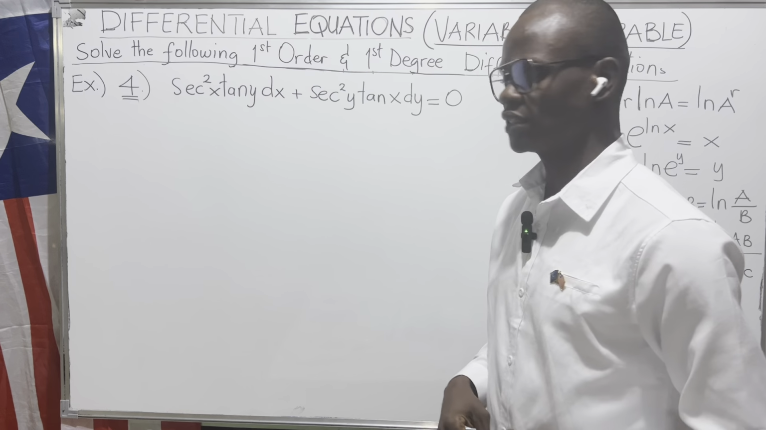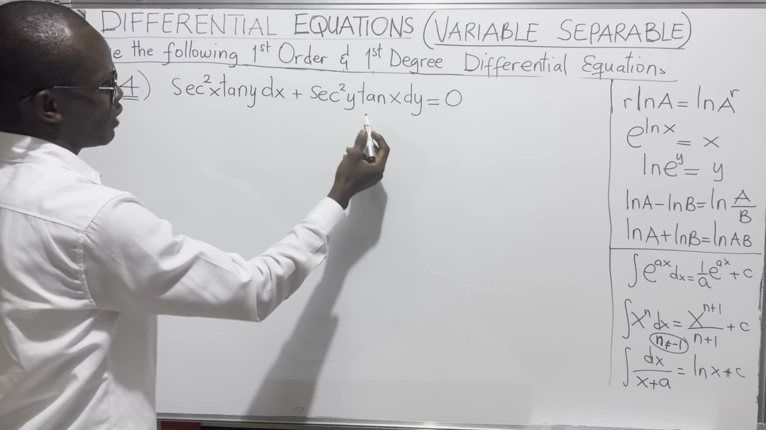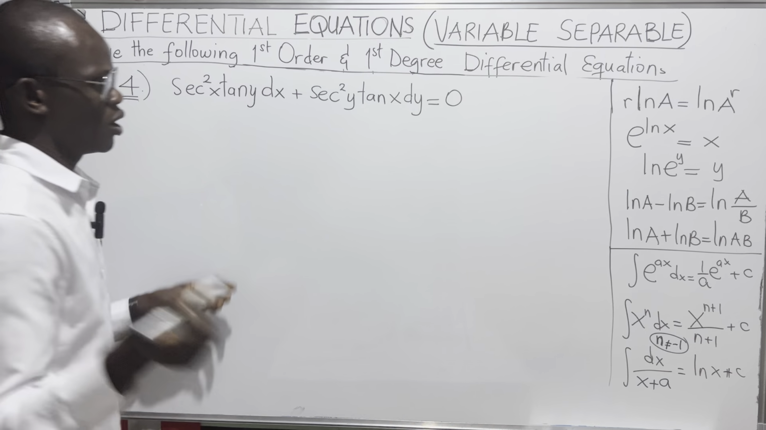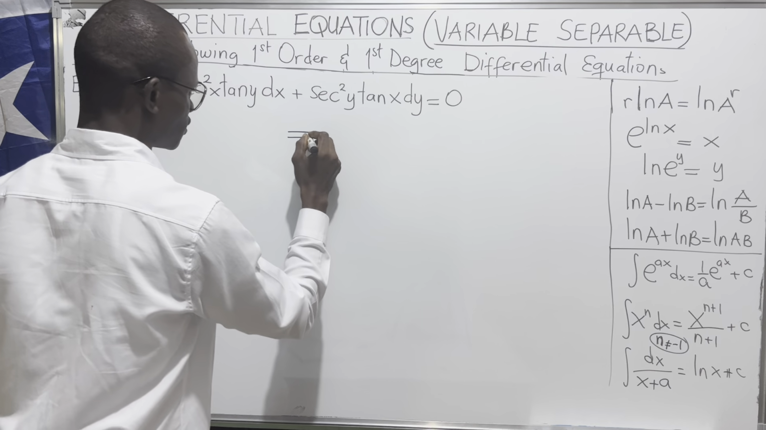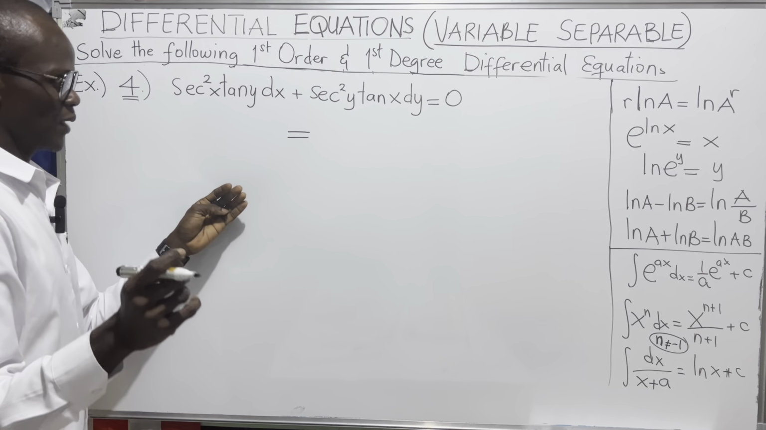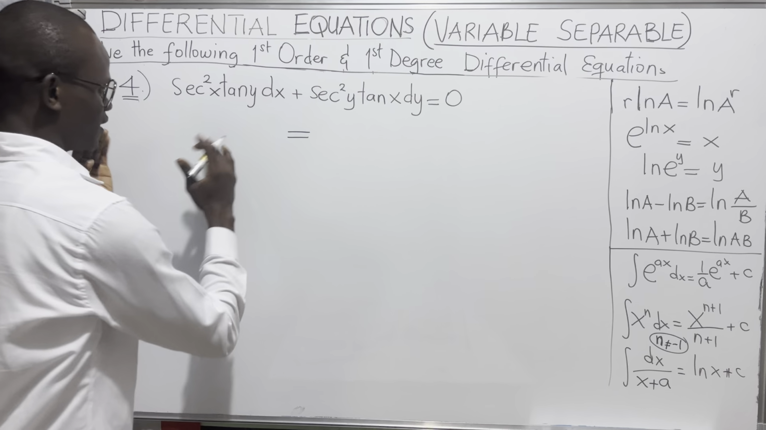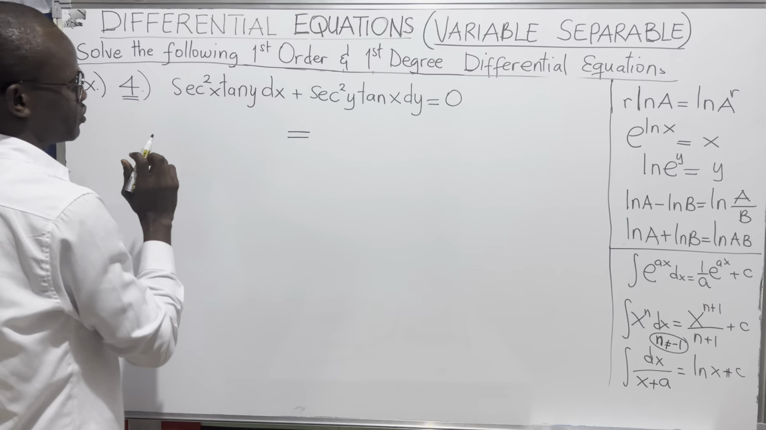Now the problem says that secant squared of x tangent of y dx plus secant squared y tangent of x dx. So we told you when you have the chance of separating the terms with x and the terms with y, then it means that you can apply the method of variable separable, right? If that cannot work, then it means that you have to apply other methods. So let's look there now.